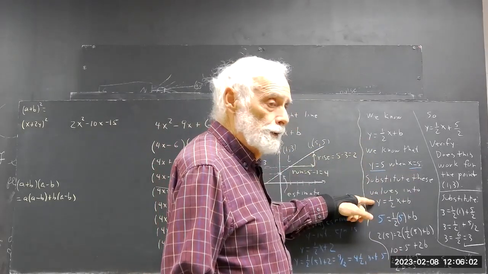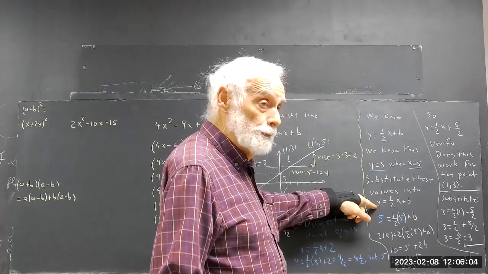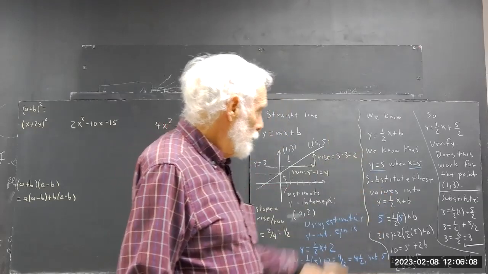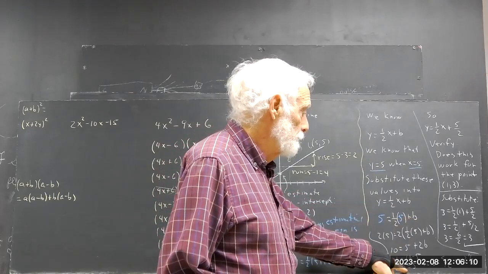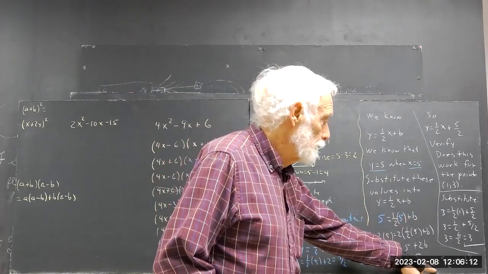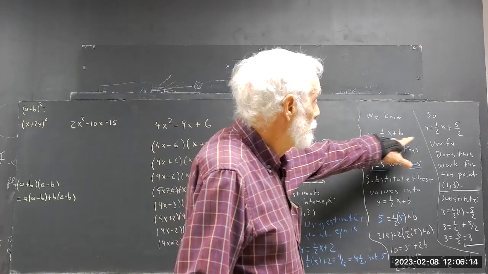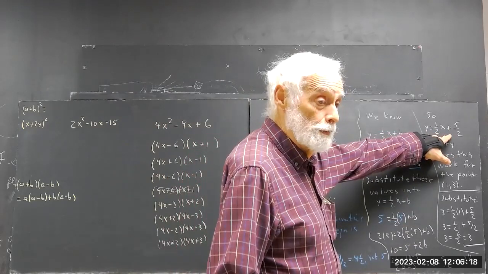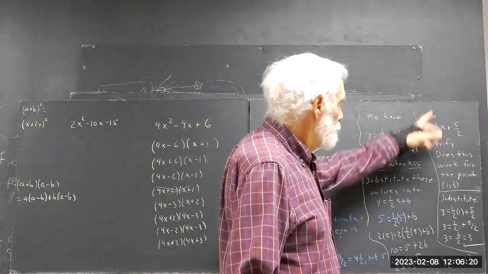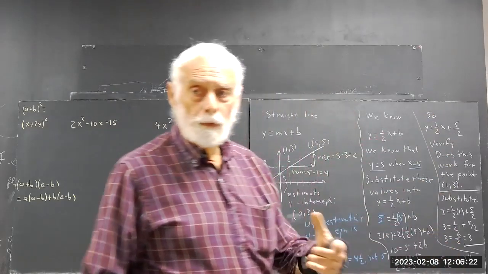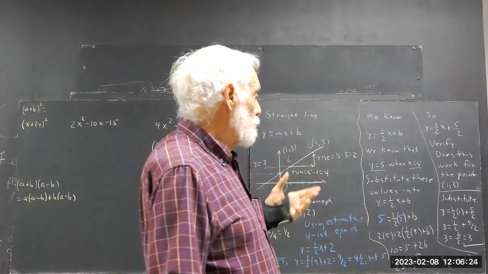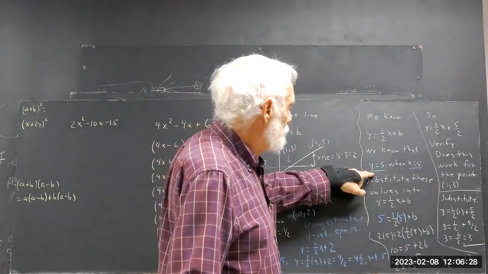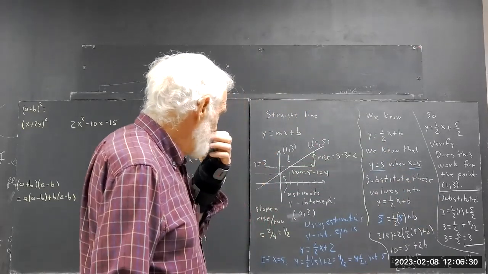Substitute those values into the equation that contains our slope that we already found. We get an equation we can solve for b. And once we solve for b, then we can replace b with that value. And here we have the equation of the line. And then we verify that the equation works for both points, and especially for the point that we didn't use in this substitution step.